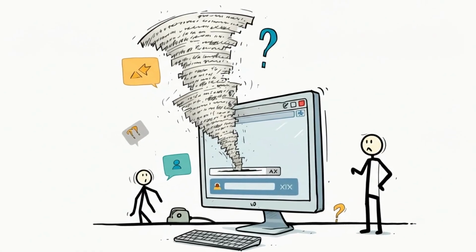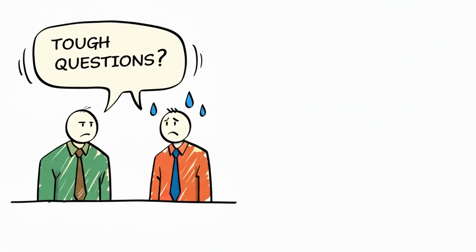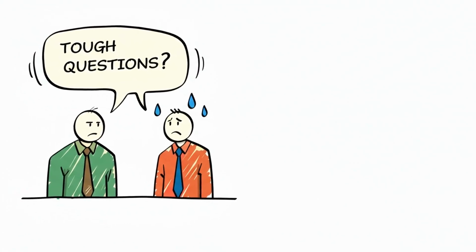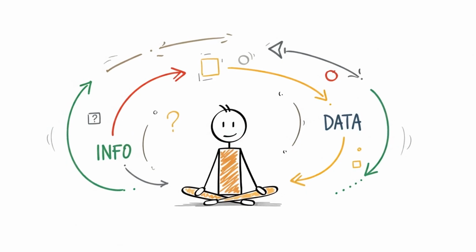Paste the text into your AI tool. Prompt it. Summarize the key takeaways from this earnings call. Then ask, what were the most difficult questions from analysts? You are getting the core insights in seconds, not hours. This is how you stay informed without being overwhelmed.